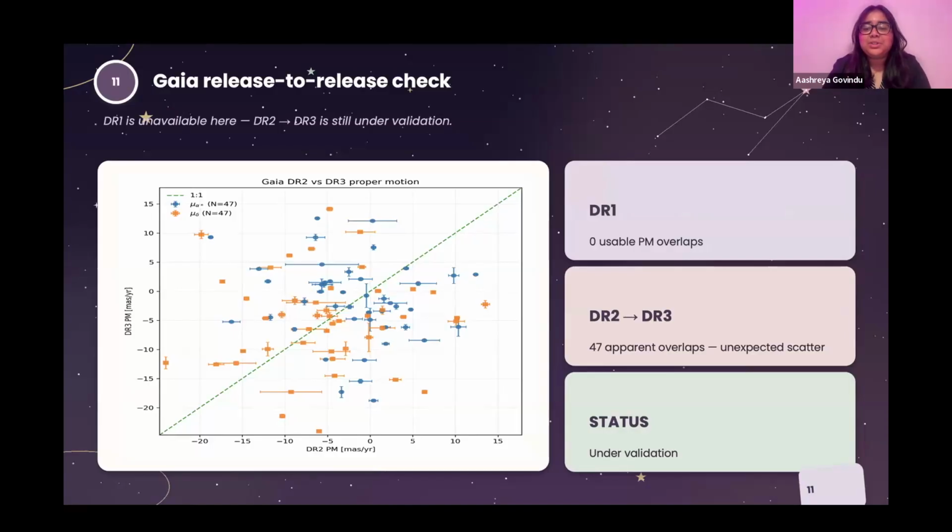But for DR2 versus DR3, I was able to find 47 apparent overlaps. But as we can see here, there's a lot of scatter, which I was not expecting, because there shouldn't be that much difference from release to release since it's technically still looking at the same part of the sky. So I can't chalk it up to physical motion yet, because I haven't done that analysis and I don't want to make that assumption. But it is under validation, and I need to go back in and test for the ATNF provenance and see, okay, why is this scatter happening? And I hope to have answers to that soon.